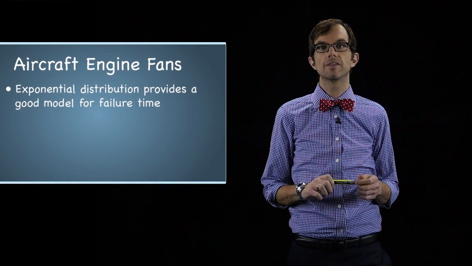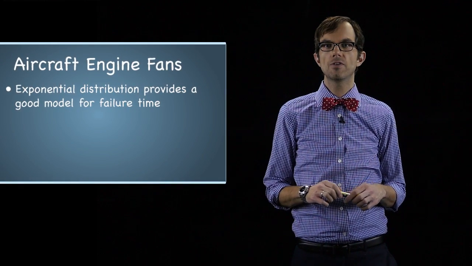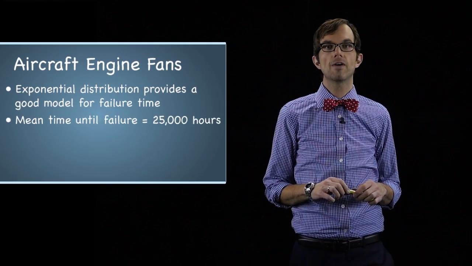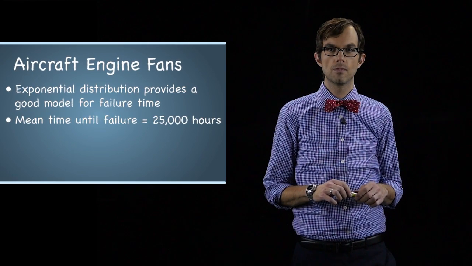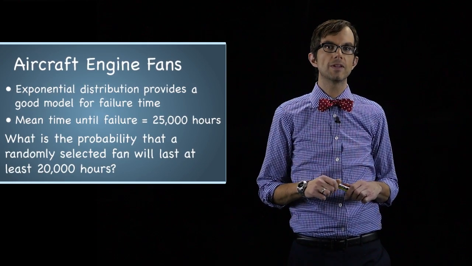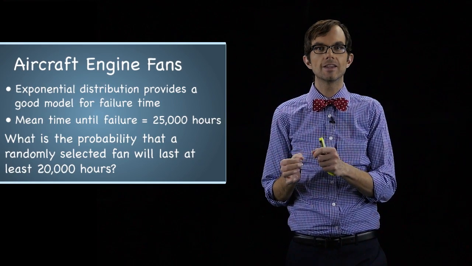Experience with fans of a certain type used in an aircraft engine has suggested that the exponential distribution provides a good model for the time until failure. Suppose that the mean time until failure is 25,000 hours. What is the probability that a randomly selected fan will last at least 20,000 hours?